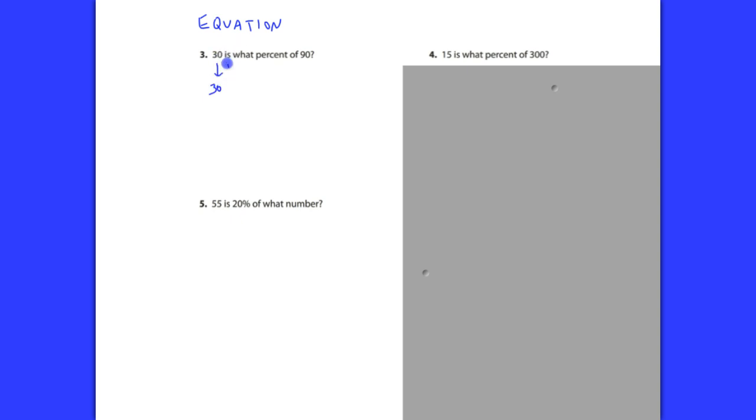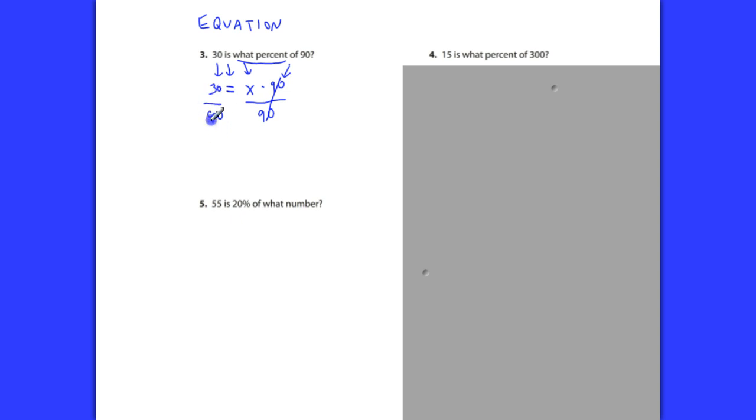So I have 30 and I have the word "is." 30 equals what means x, and it's what percent, by the way. So when we're done, we're going to be solving for a percentage, times 90. Okay, we have 30 equals x times 90. Well, hopefully you've learned that to solve this, you divide by the thing that's being multiplied by x. Well, what is being multiplied by x? 90 is. So I'm going to divide that by 90, which would give me 1. 90 over 90 is 1. So you have to do it to this side as well.